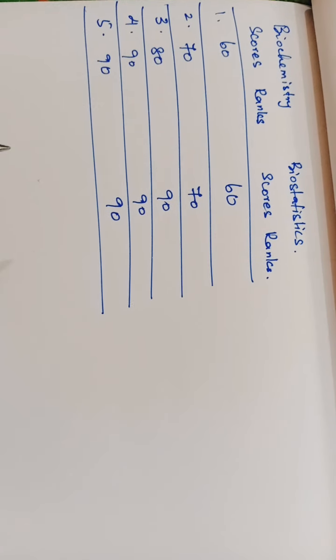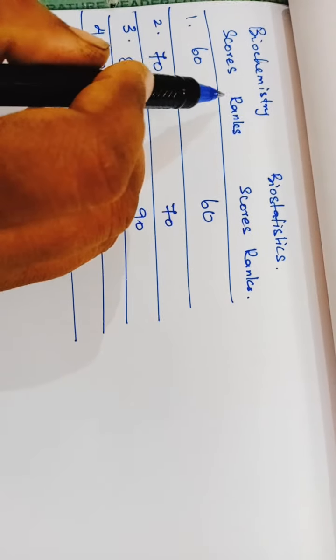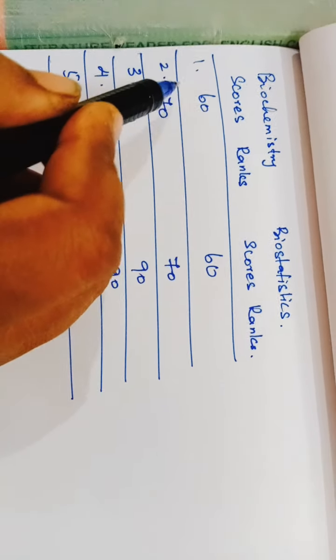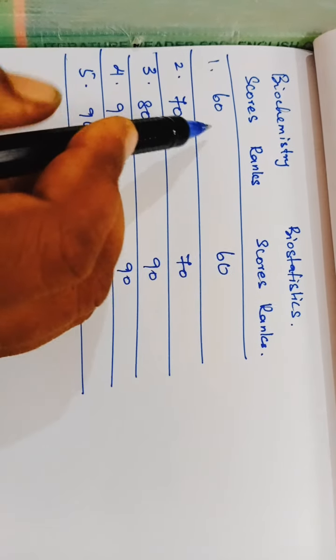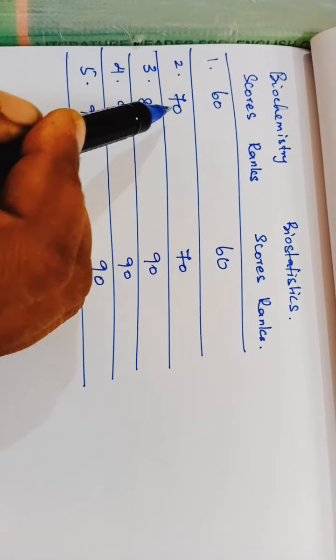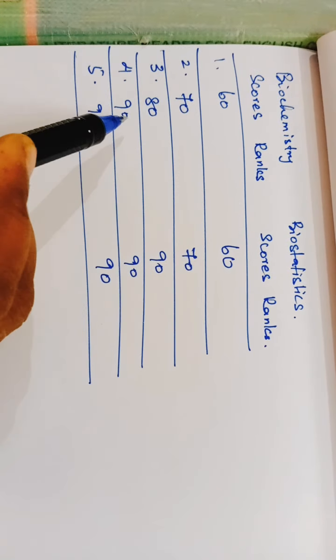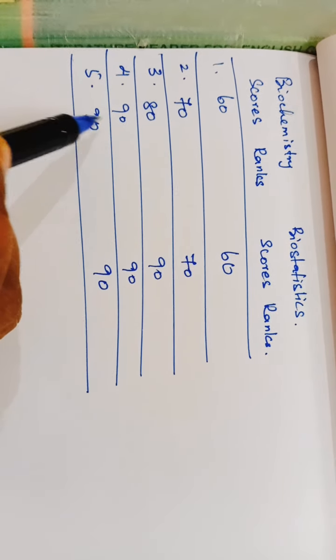Now let us discuss with an example. Here I have the scores of biochemistry and biostatistics of 5 students. So that is biochemistry score 60, 70, 80, 90, 90. Here 90, 90 is repeated two times.